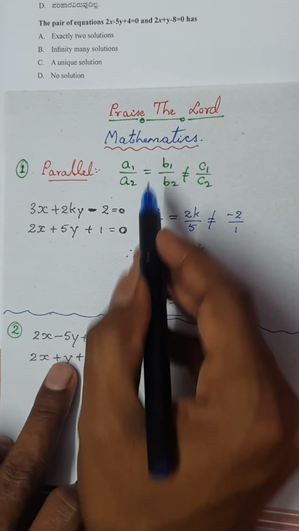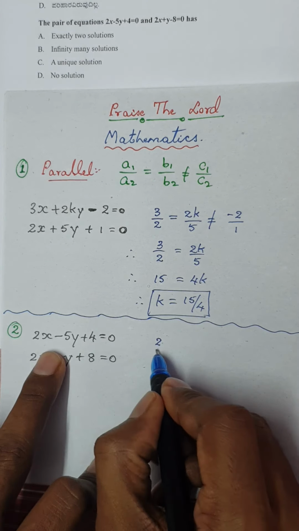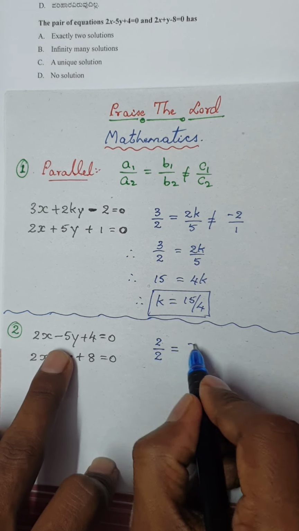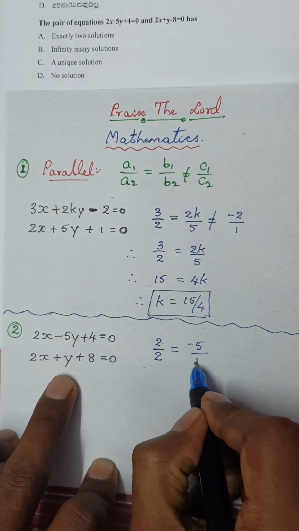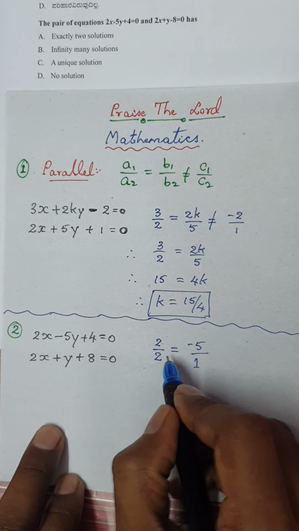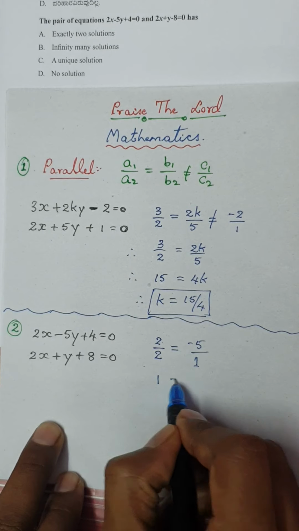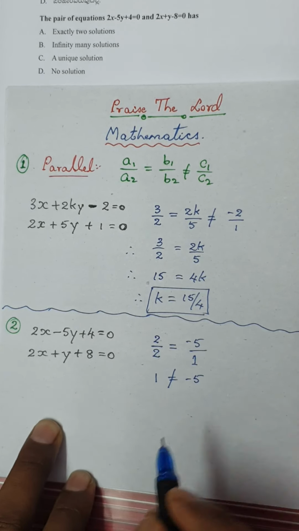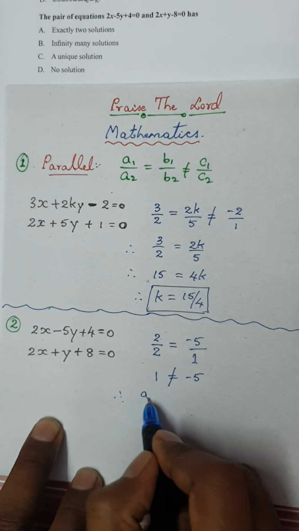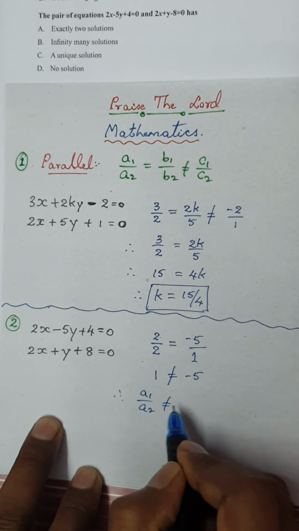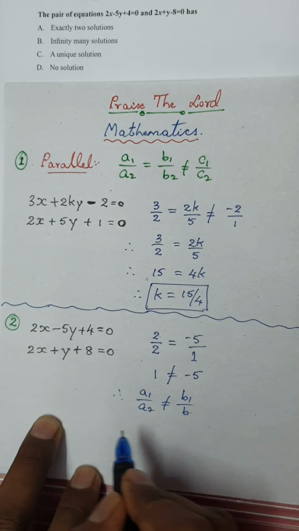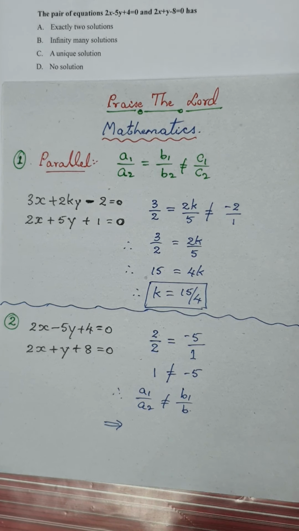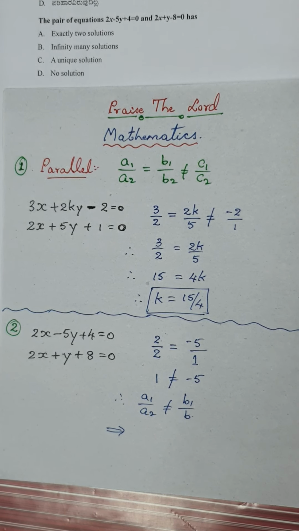Let us equate the coefficients using the same condition. Let us check 2 divided by 2. Yes, it is equal to 1. Now check minus 5 by 1. This is definitely not equal to 1, since it is minus 5. Therefore, a1 by a2 is not equal to b1 by b2. What is the condition for this? This is the condition for intersecting lines, isn't it?